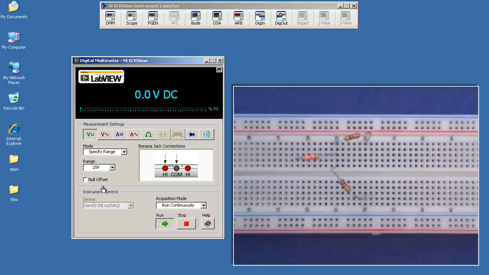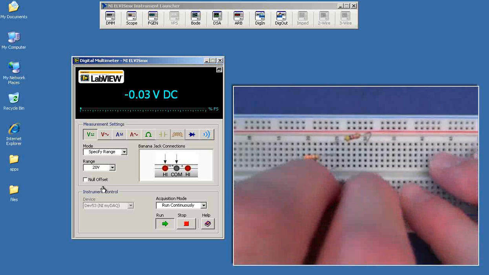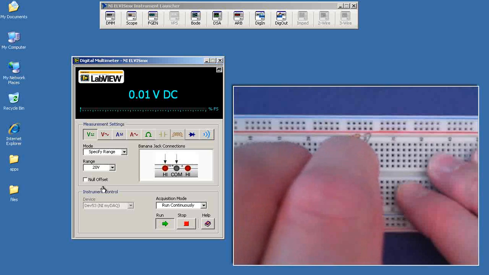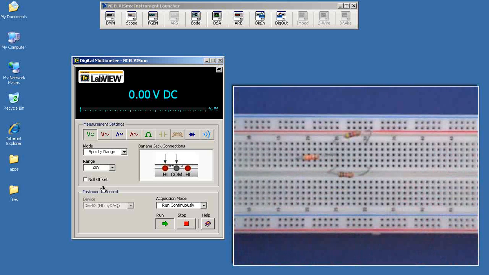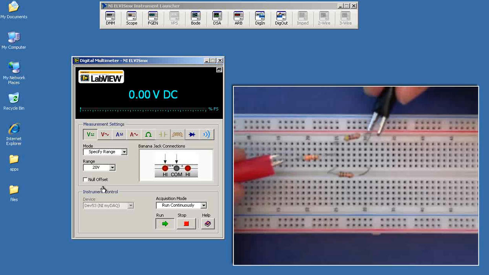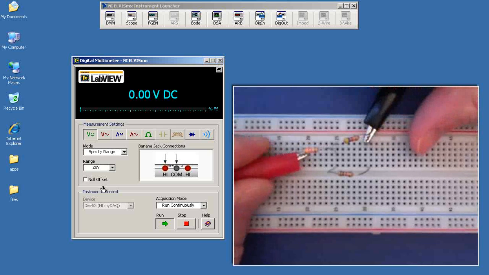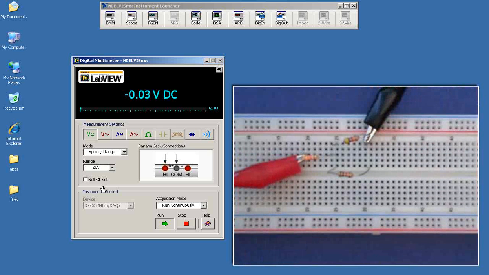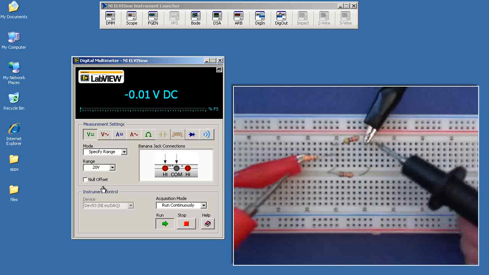You also need to make a measurement of the 15 volt supply voltage when the circuit is operational. So I'll now connect that resistor, connect the voltage source, so now we have the demonstration circuit ready to go.